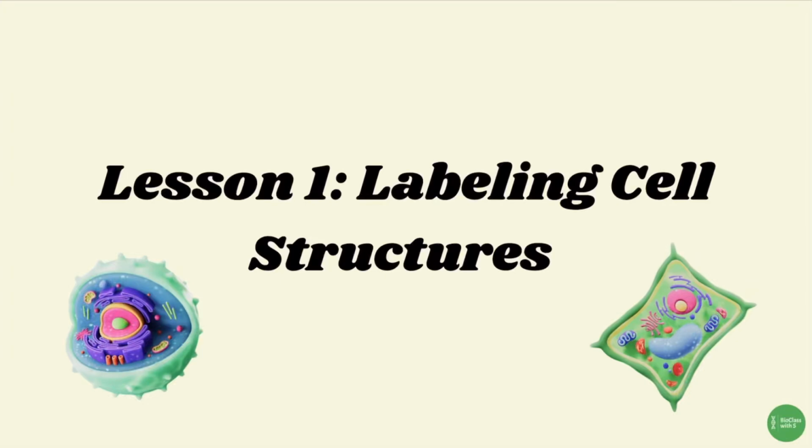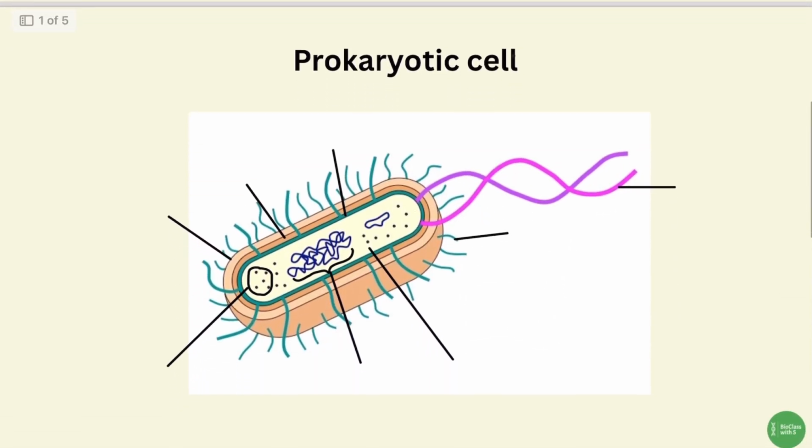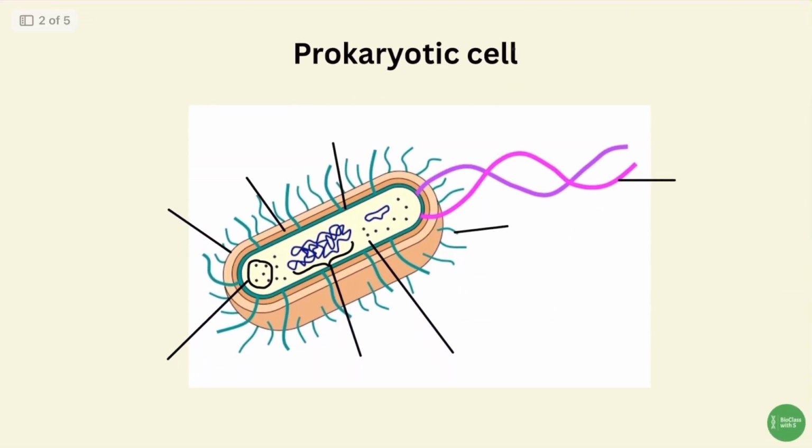Welcome to Lesson 1, Labeling Cell Structures. Today I'm going to show you how to label 3 different types of cells, starting off with the prokaryotic bacteria cell. Prokaryotic cells are unicellular organisms.